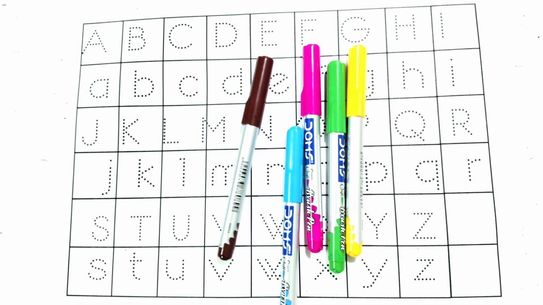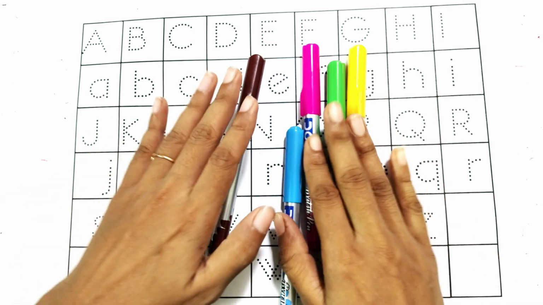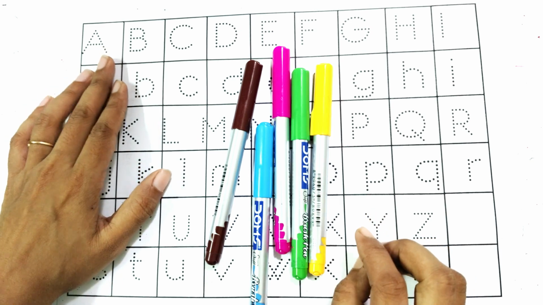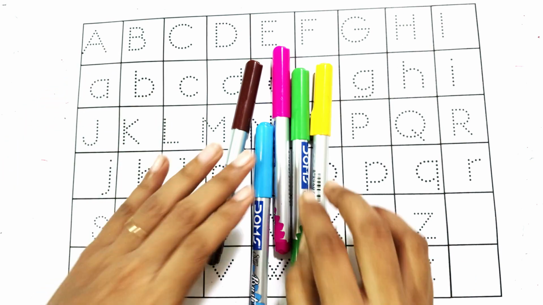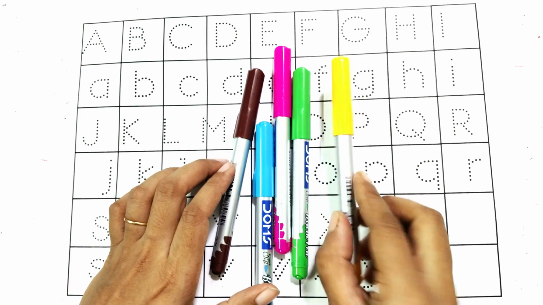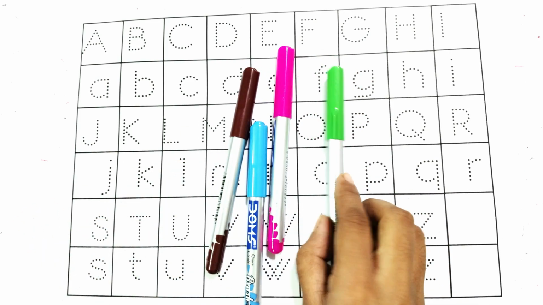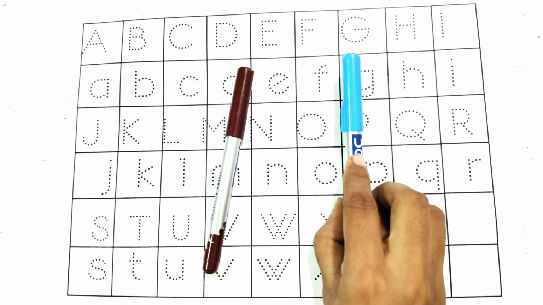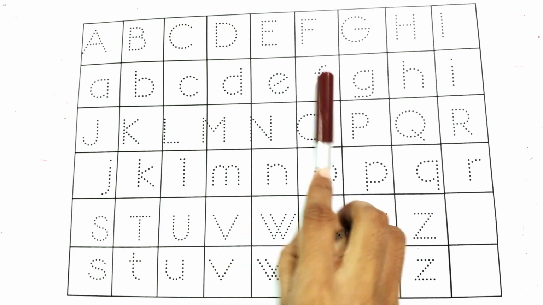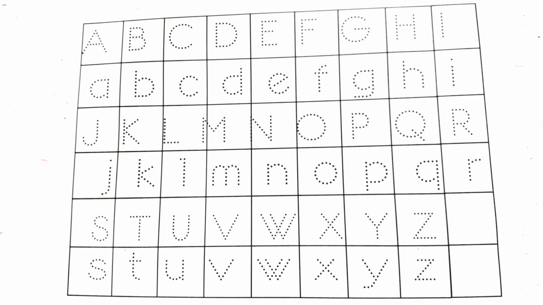Hello kids, today we will learn color name, uppercase letter and lowercase letter. At first, say with me color name: yellow, green, pink, sky blue, brown.